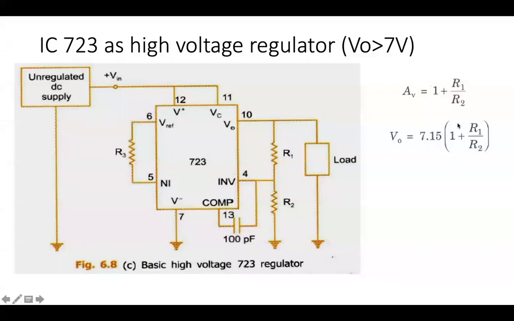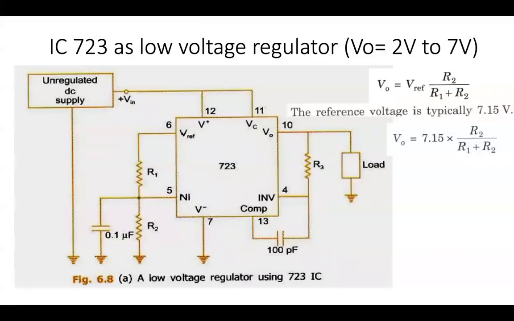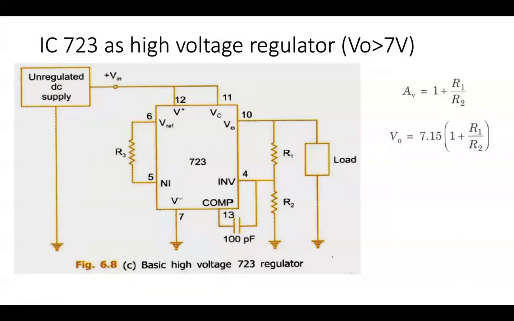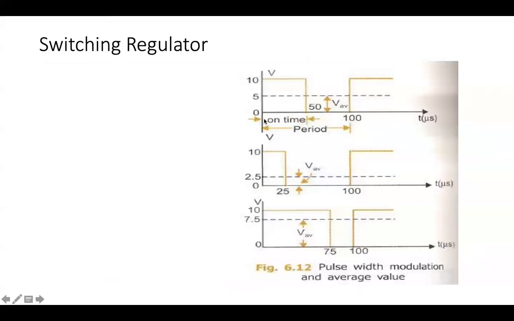So this is going to give me an output voltage which is much greater than 7 volts. If I want some low voltage application, maybe some small LED that you want to glow, you can go with this circuit here. Maybe if you want something bigger, then you can go with this circuit, which can deal with more than 7 volts. Okay, fine.